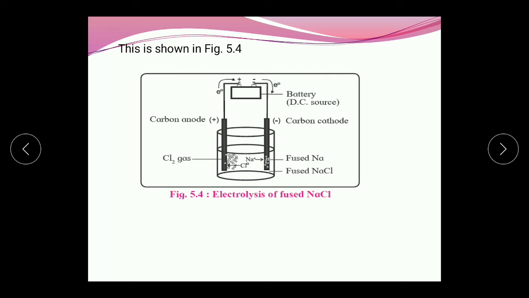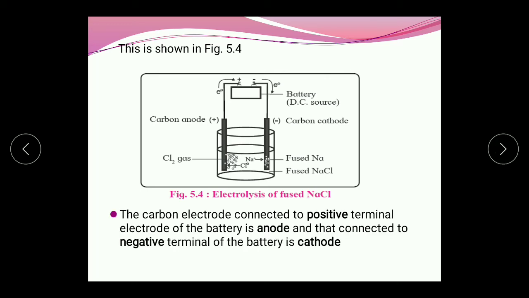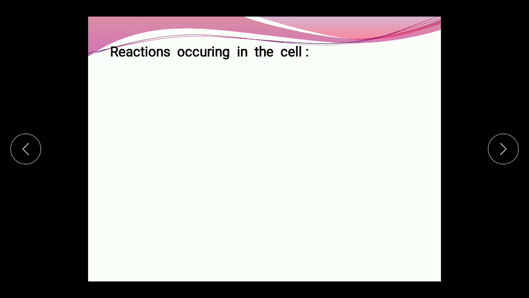So the positive carbon anode and the negative carbon cathode are immersed in the solution of fused NaCl. This is the basic construction. As I told you, the carbon electrode connected to the positive terminal is called the anode, and the one connected to the negative terminal is called the cathode. So this is all about construction. Now the working, or the reactions occurring in the cell, we will see one by one: first at the anode and then at the cathode.